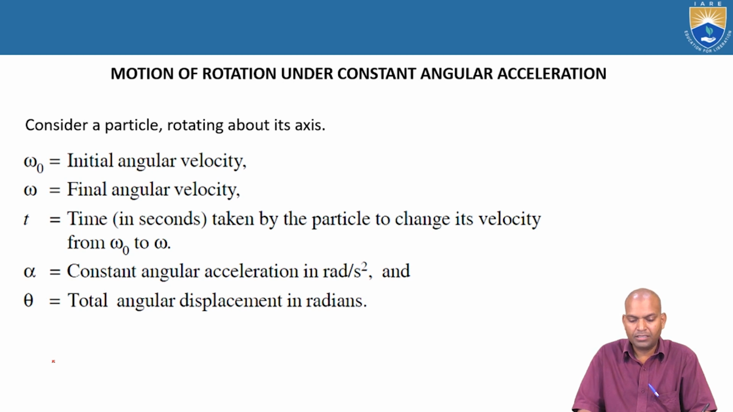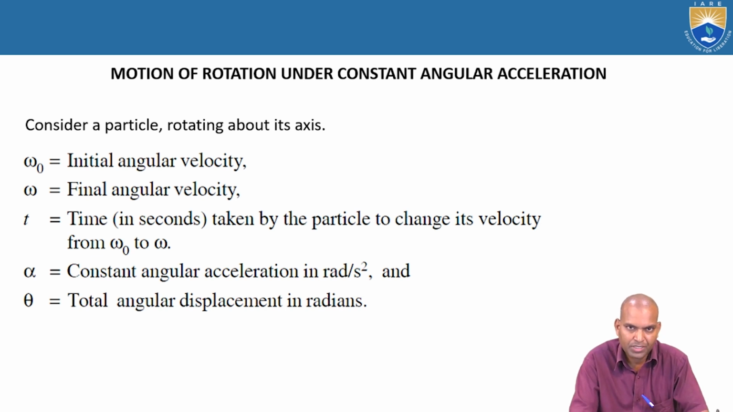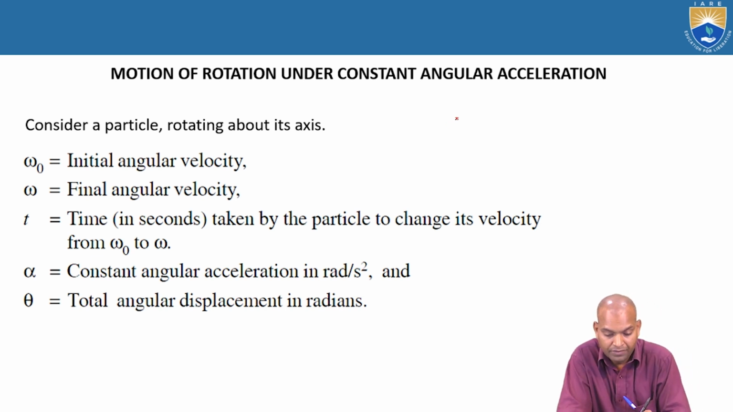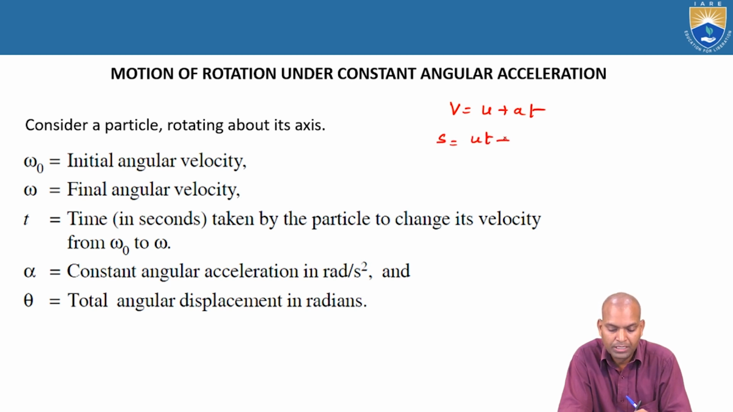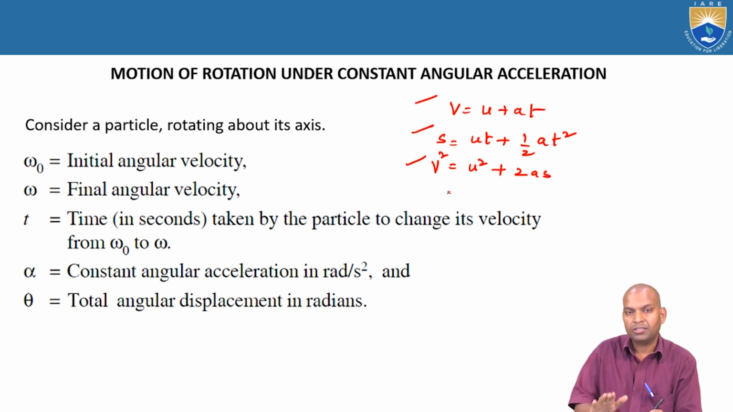Before we start the equations of motion for a body under circular motion or rotation, let us recapitulate the linear motion equations. The final velocity v equals u plus at, s equals ut plus half a t square, and v square equals u square plus 2as. These are the equations of motion for linear motion, not for rotation.